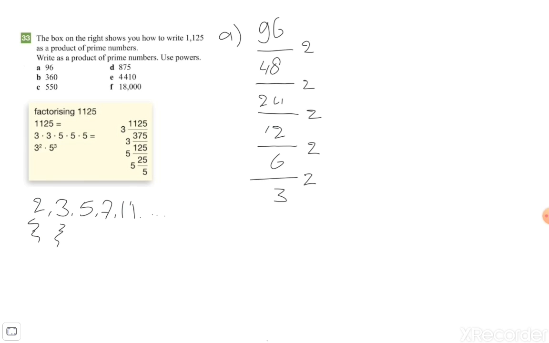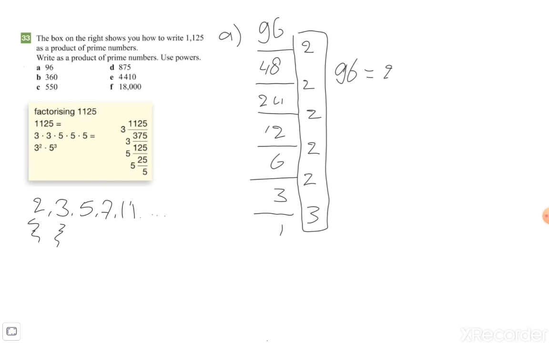and the next prime number is 3. Can we divide 3 with 3? Yes, we can, so it is 1. And if you end with 1, then you know all the prime factors over here. So we can write down 96 as 2 times 2 times 2 times 2 times 2 times 3. But we need to write it down as a power, so 96 is exactly the same as 2 to the power of 5 times 3. And that's the answer with exercise A.